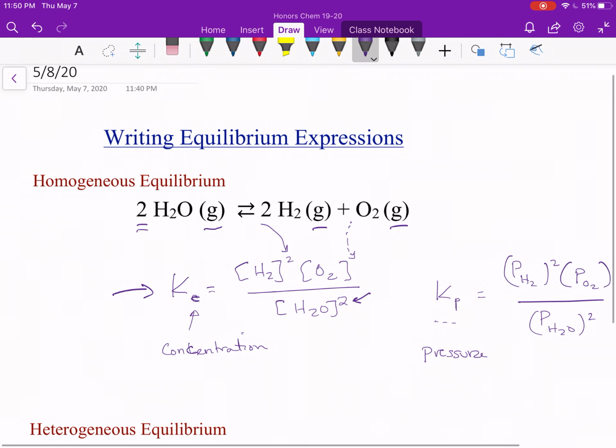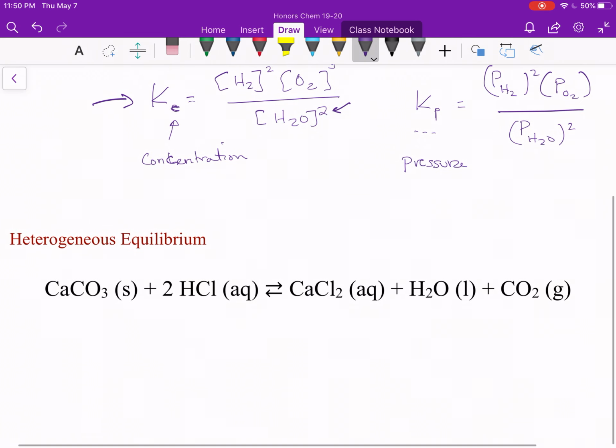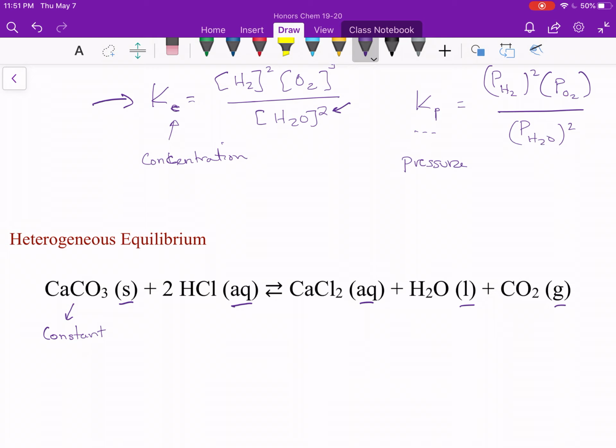Now, things change a little bit when we get to a heterogeneous equilibrium. Here we have a heterogeneous equilibrium where we have a solid, an aqueous solution, a liquid, and a gas. In this case, we could write it out the same, but there are some things we have to consider. Anytime we have a solid, the concentration of that solid is constant. Solids always have a constant concentration.